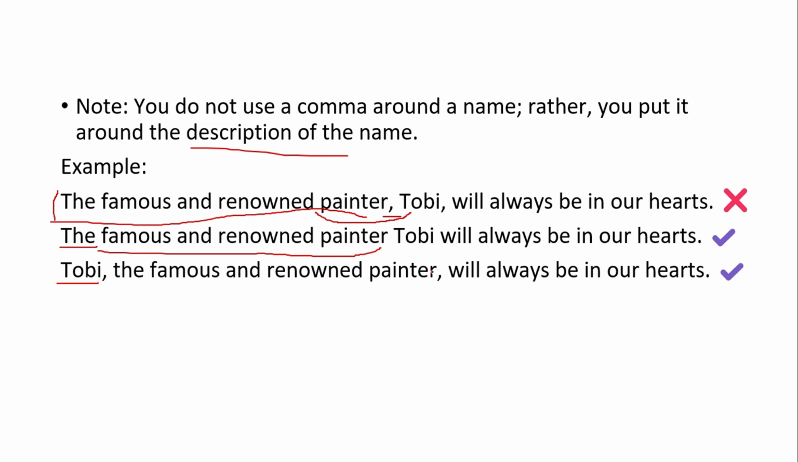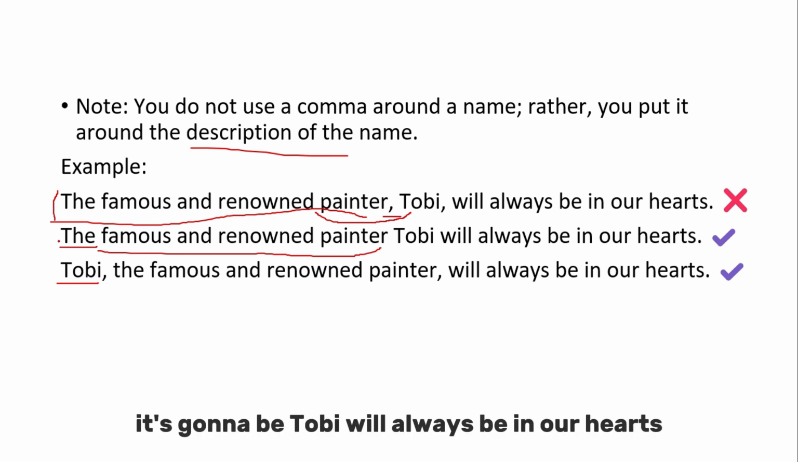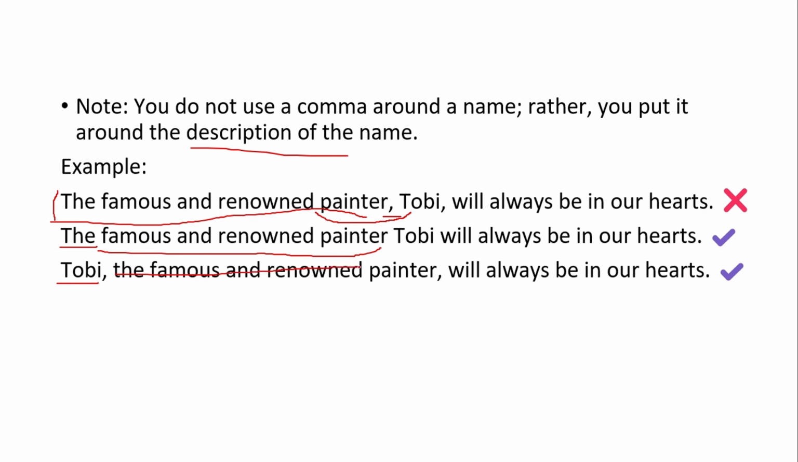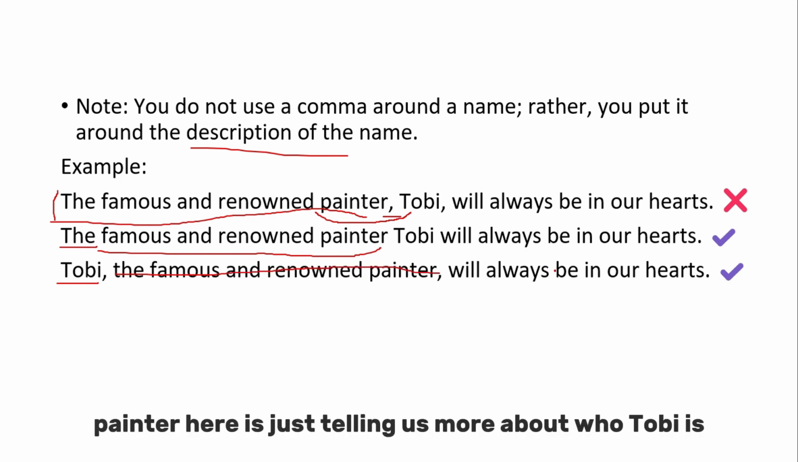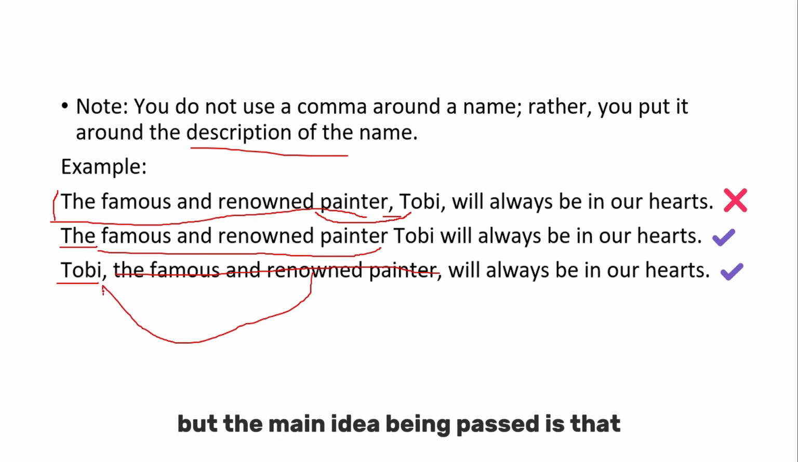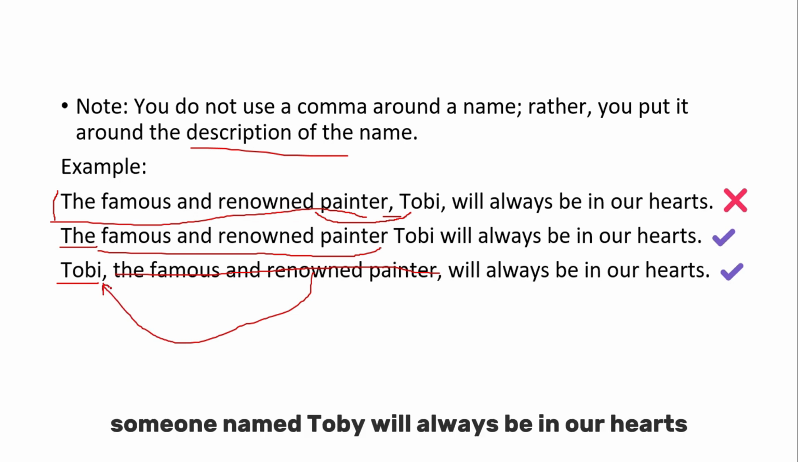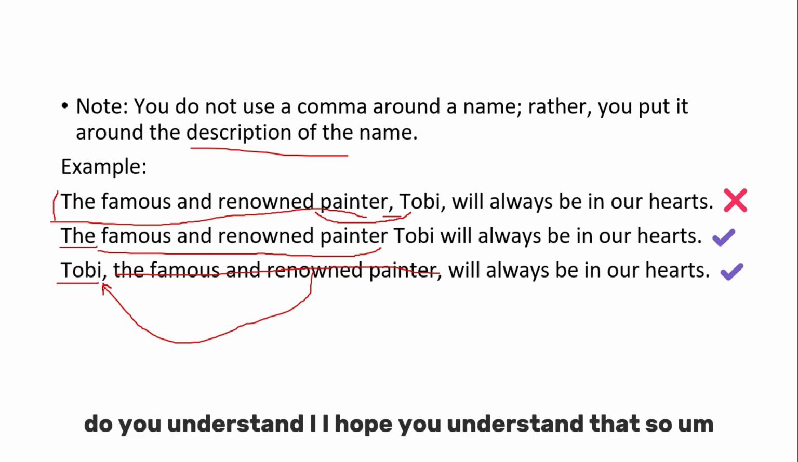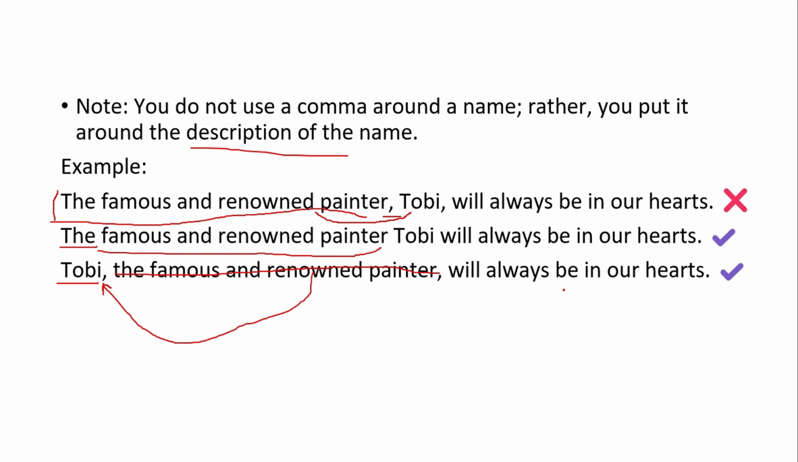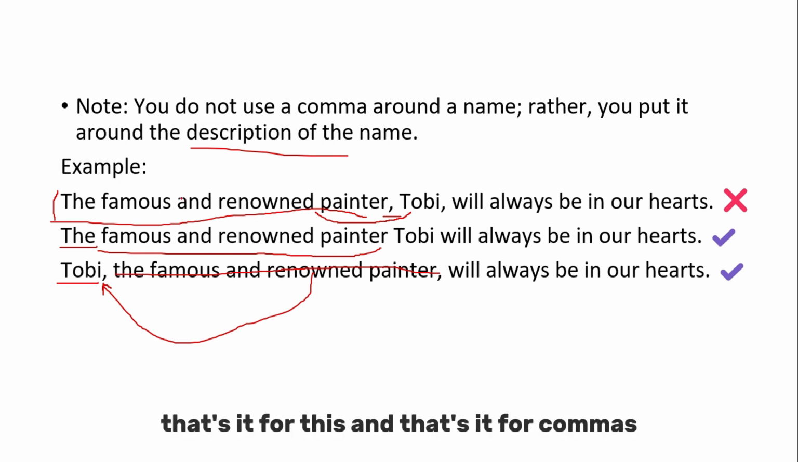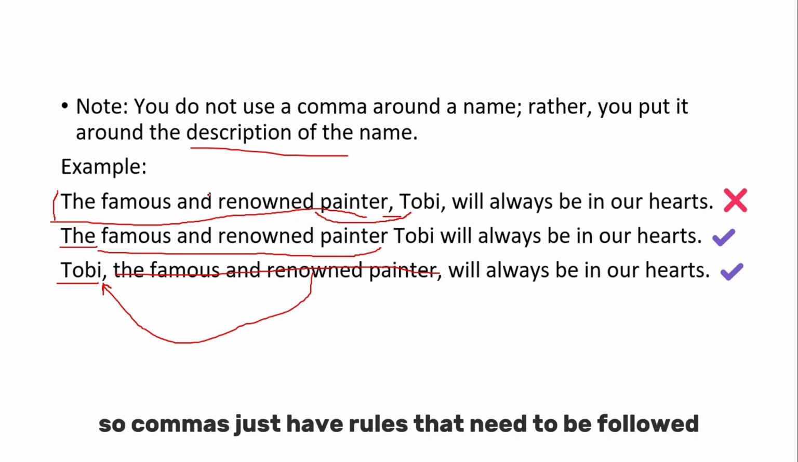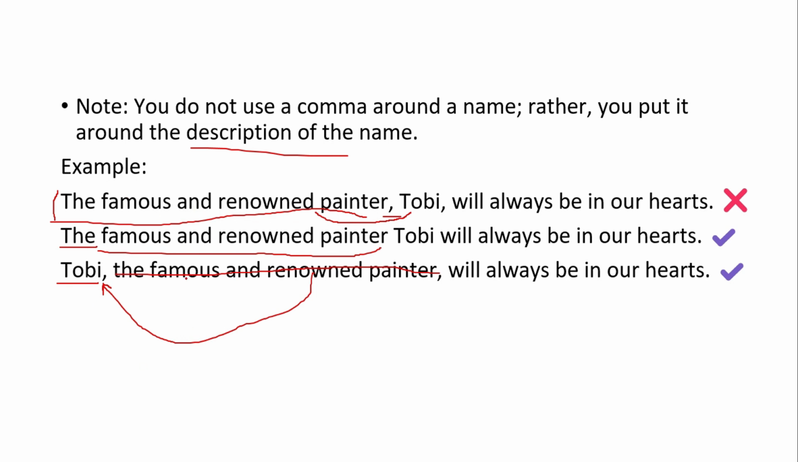Without this, it's gonna be Toby will always be in our hearts. This famous and renowned painter here is just telling us more about who Toby is, but the main idea being passed is that someone named Toby will always be in our hearts. Do you understand? I hope you understand that. So that's it for this, and that's it for commas. Commas just have rules that need to be followed.